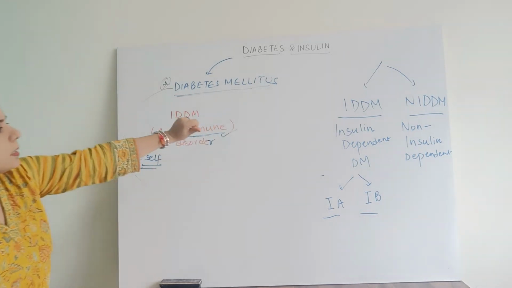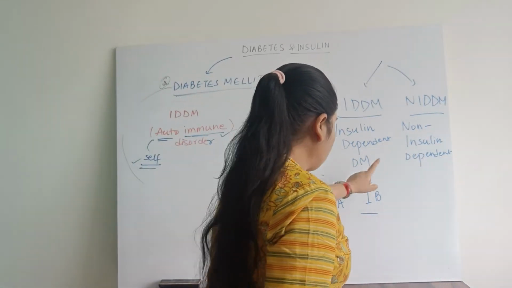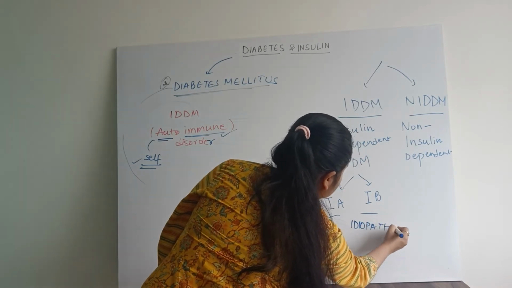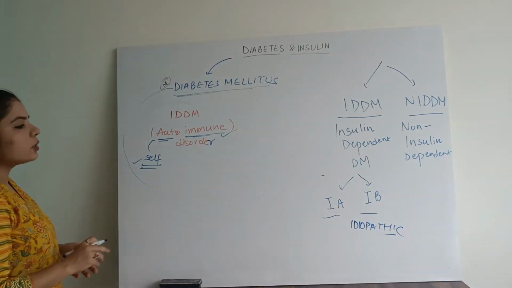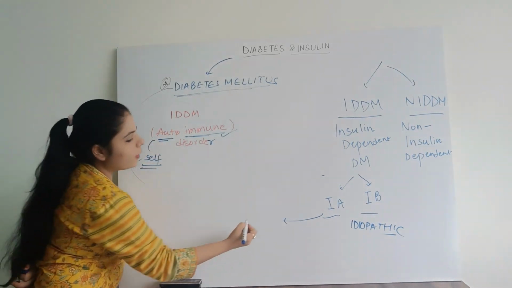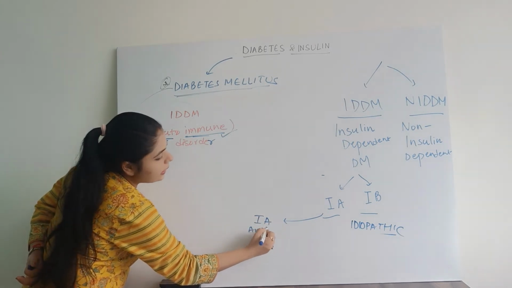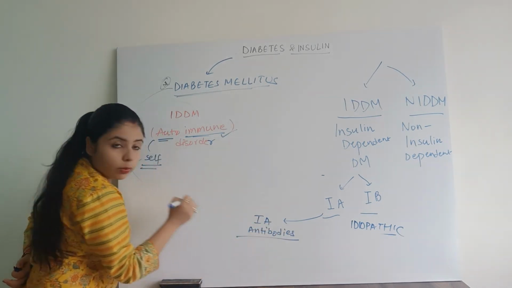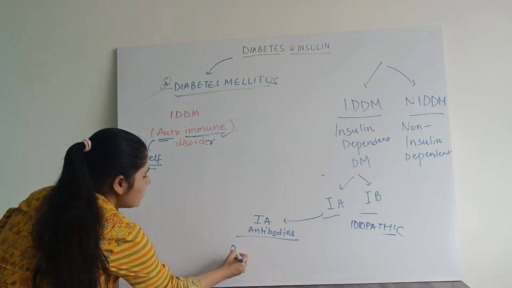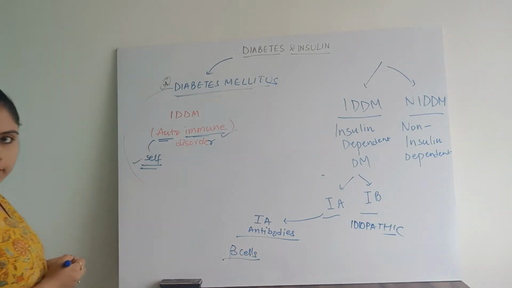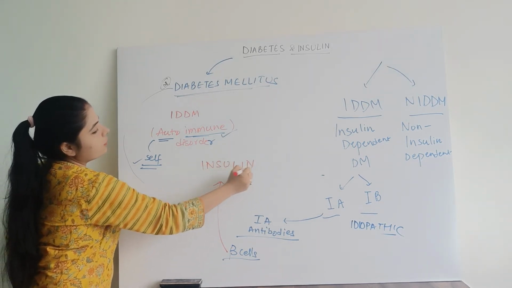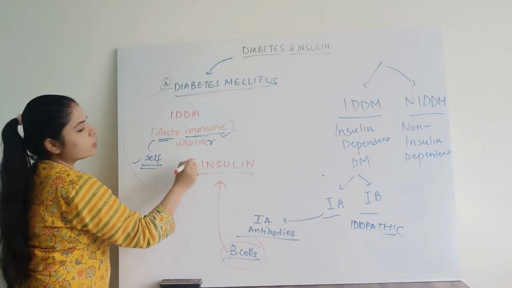So here we have different types, that is type 1A and type 1B. Type 1B is idiopathic. Idiopathic means that it is not identified. There is no antibody noted in the blood. But if the IDDM is of type 1A, then we can find the 1A antibodies in the blood, and they are responsible for destroying these beta cells. And what are these beta cells responsible for? We very well know that insulin is released from beta cells. So if the beta cells are destroyed, the release of insulin will be affected.